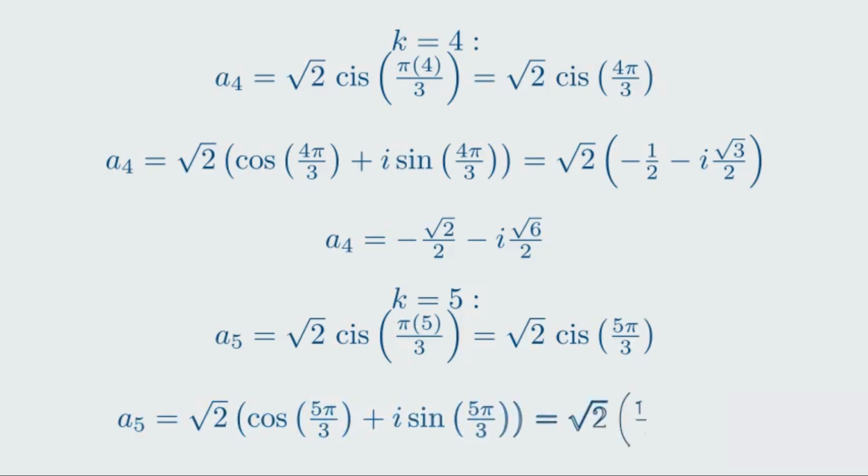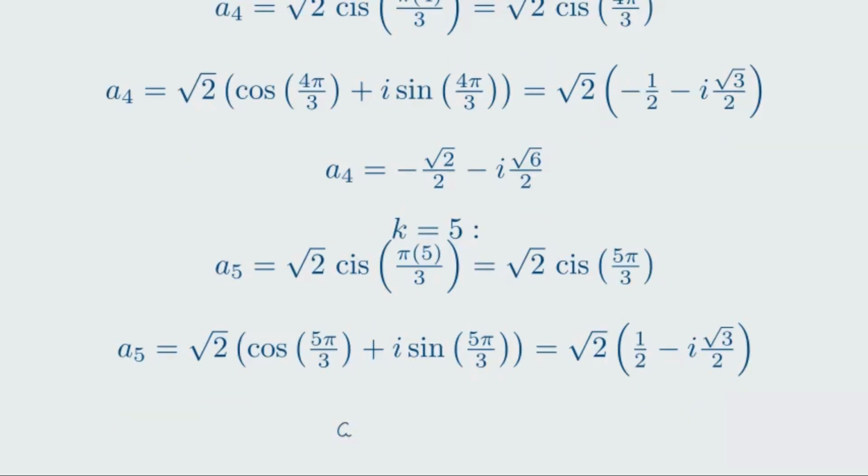Distributing the square root of 2, we get our sixth and final root, square root of 2 over 2 minus i times the square root of 6 over 2. And as you might have guessed, a sub-5 is the complex conjugate of a sub-1. We have found all 6 roots. Let's summarize our findings and see them visually.